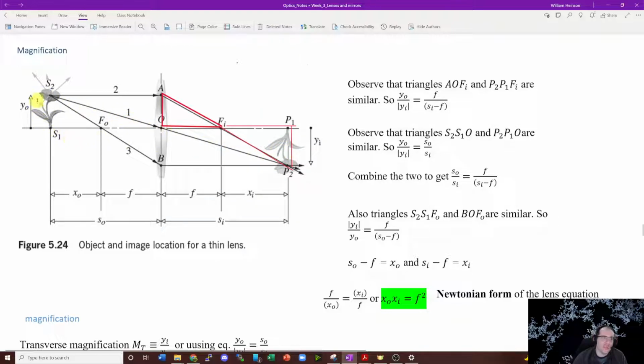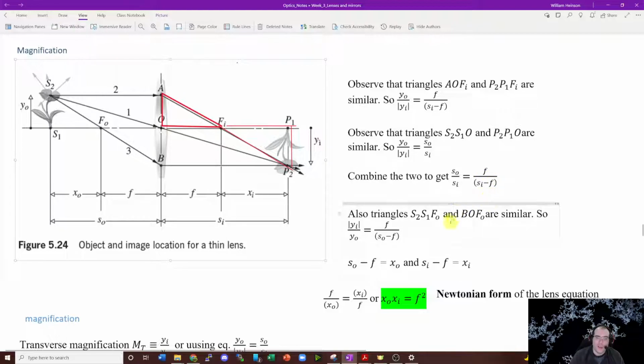And if that's the case, again, we have our object height versus our image height. It's negative, so we have to do the magnitude of it. And then, since we did this one, we need our object distance over our image distance. So we ratio this to this, because they're similar triangles. So we get this here. You can combine the two and you can get this. So object over image distance equals f over si minus f.